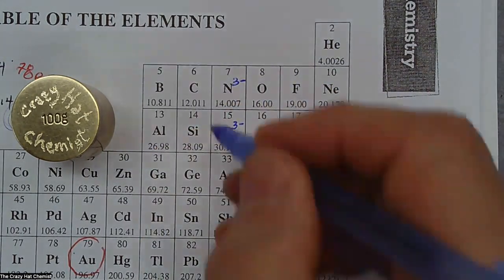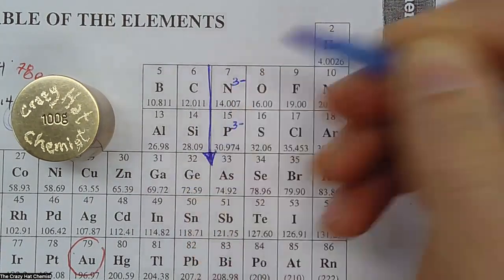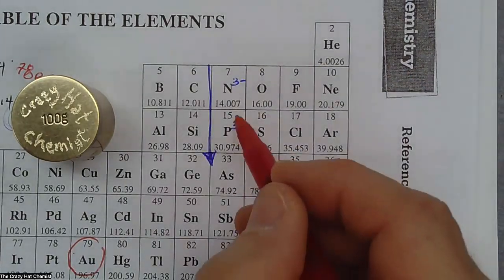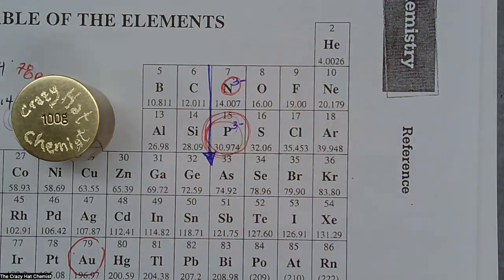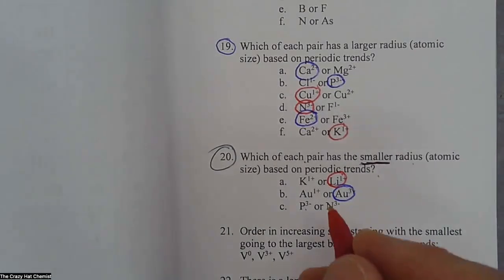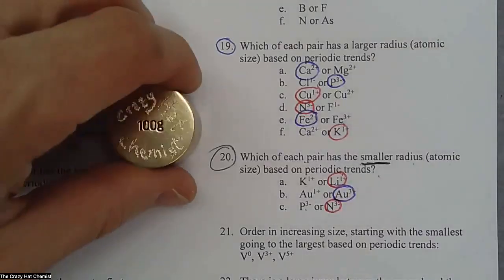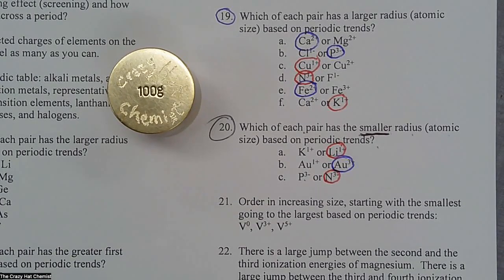Okay, and as we go down a group, or a column, since they are in the same group, the larger one is at the bottom and the smaller one is at the top. So again, this question is which one is the smallest? So the nitride ion would be the smallest. All right, fantastic. All right, so let's move on to the next question here, and that would be 21.